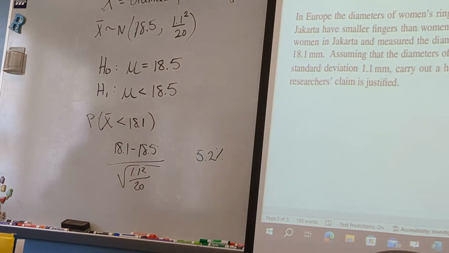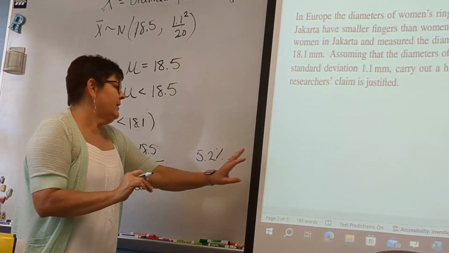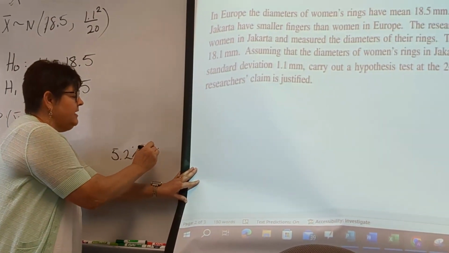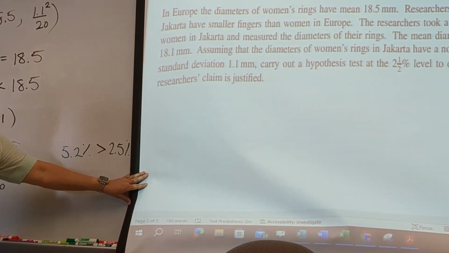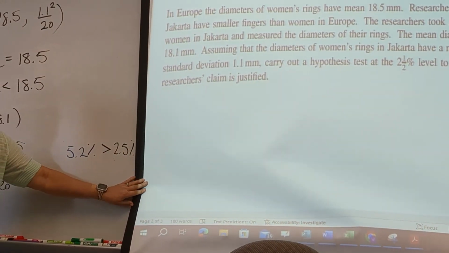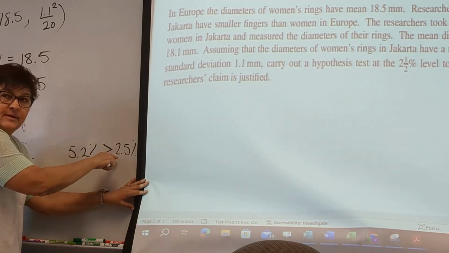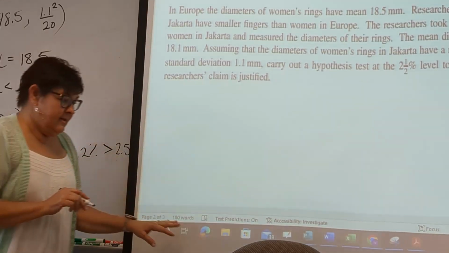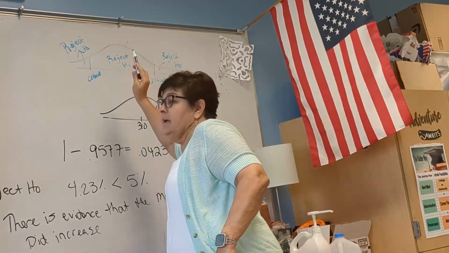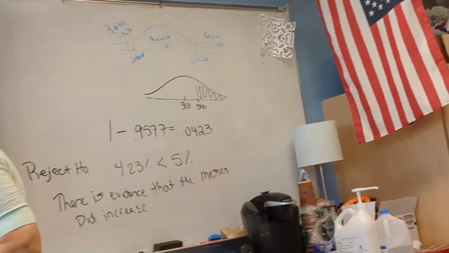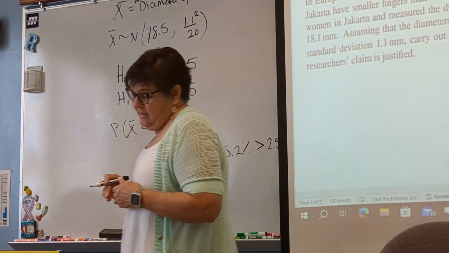So compare that to your significance level, which is 2.5. If we compare it to 2.5, do you agree it's larger than 2.5%? Okay, so talk to me a little bit about that. If this is bigger than my significance level that we're looking at, that means it falls in here, right? So that means, what is my conclusion?